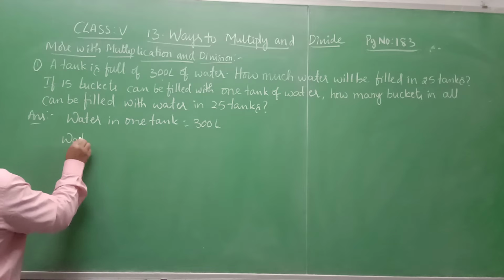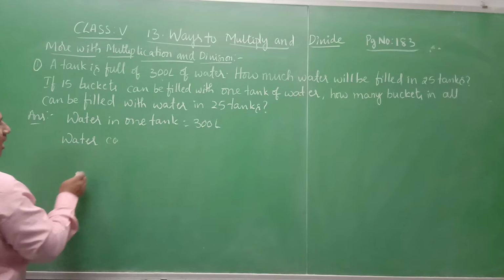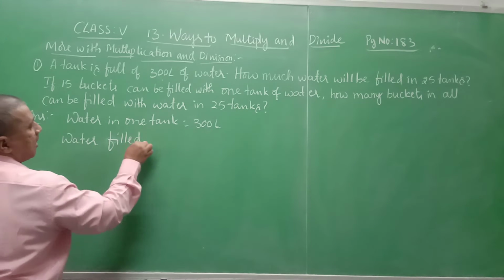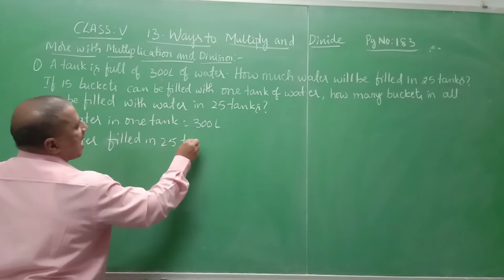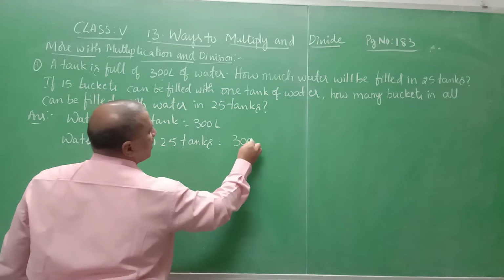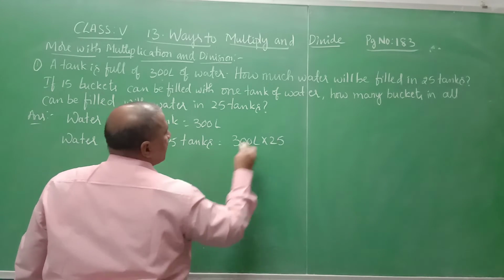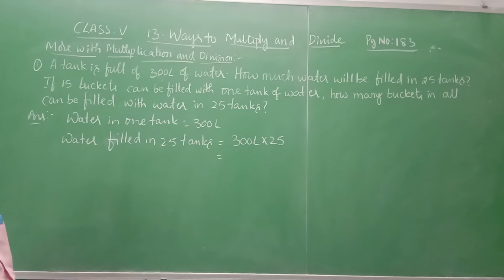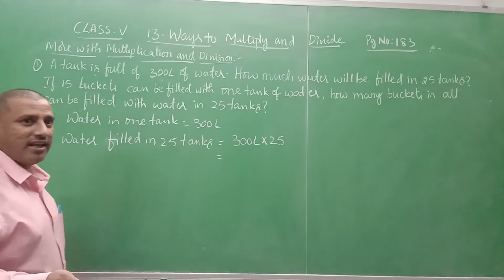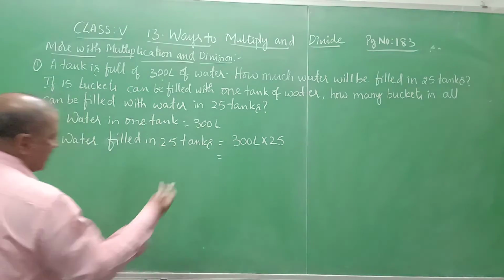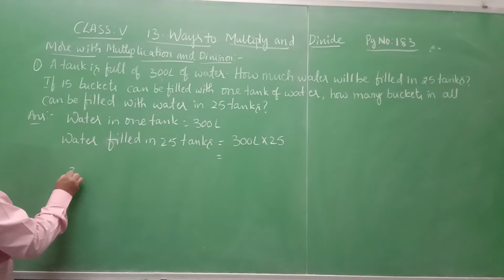Water filled in 25 tanks. So what to do? One tank is 300 liters, multiplied with the number of tanks, that is 25. So we need to multiply 300 with 25. Yes, how do you multiply that? As usual you can use Vedic method, or Maniratham's method, or the general method. Here I will do this multiplication.